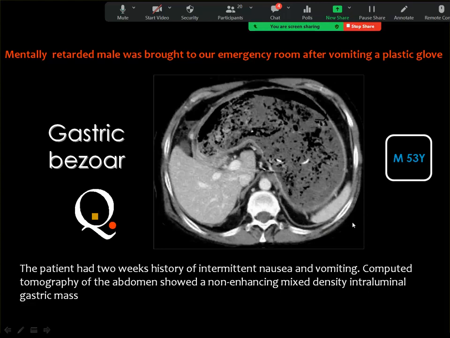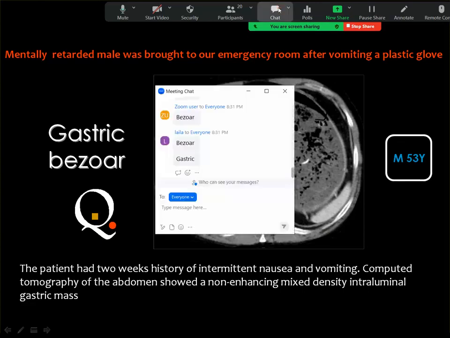Okay, this is a gossypiboma, a missed surgical item, but this is inside the skull.